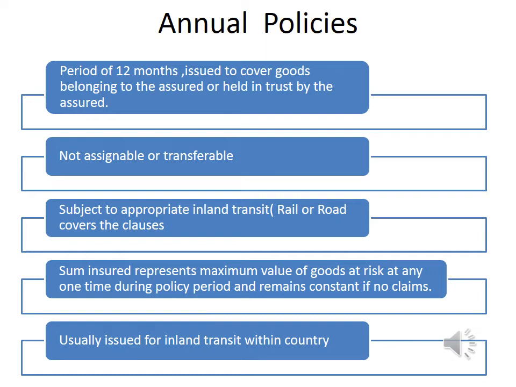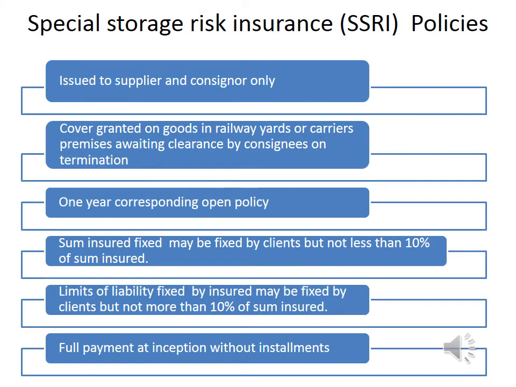So if one boat sinks, my loss is minimized. Based on this concept, the per bottom limit has come out. This is basically issued for inland transit within the country. Sum insured represents the maximum value of cargo at risk. Then this is a special storage risk insurance. This is issued to supplier and consignor only. Okay. So anybody like port or someone else cannot purchase this policy.